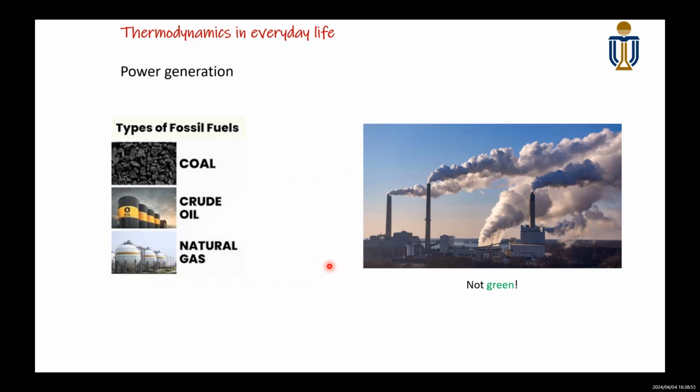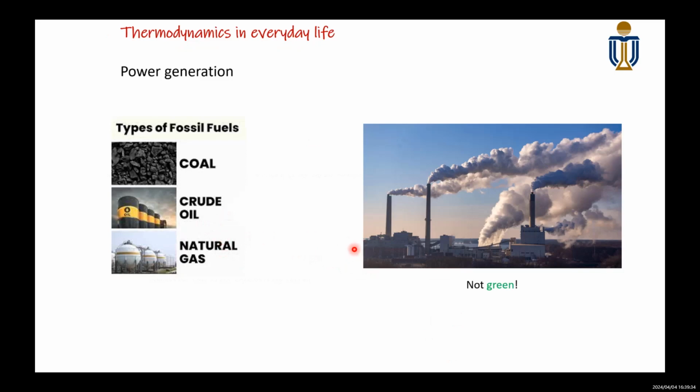Then let me introduce some examples of the first law of thermodynamics in everyday life. The first one is power generation. As we know, nowadays there are many ways to generate power. The essence of power generation is transferring all kinds of energy into electricity, and the most classic energy form is thermal energy, which mainly comes from fossil fuels. Since the industrial revolution in the 18th century, people have exploited a tremendous amount of fossil fuels. The three most used types of fossil fuels are coal, crude oil, and natural gas.